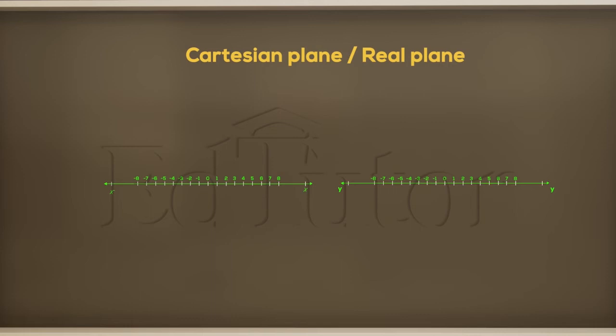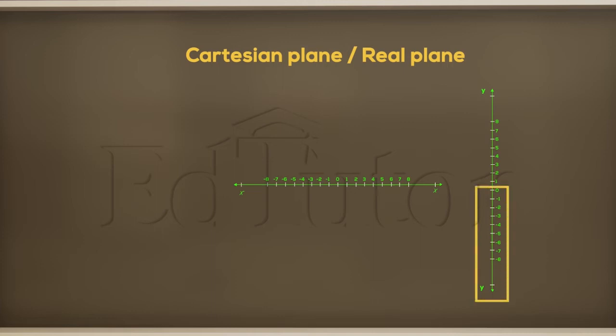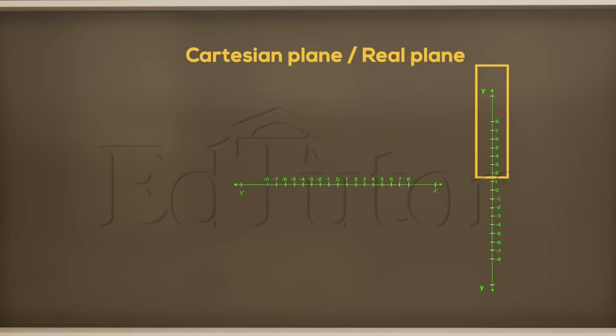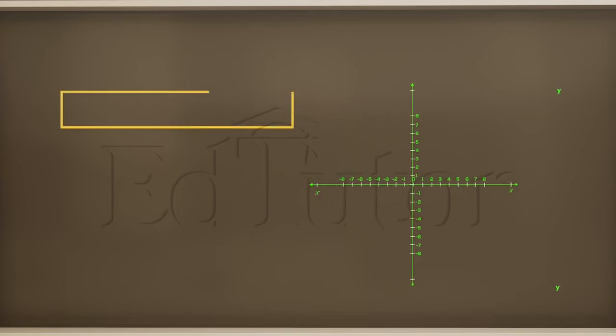Now, make an exact copy of this line and rotate it by 90 degrees. Change the labelling. Start from y prime at the bottom, where we have infinite negative real numbers. Go through the origin to the positive side y, where countless positive real numbers reside. Now, place the second line y prime over the first, such that both the zeros coincide. This is your real plane or the Cartesian plane.